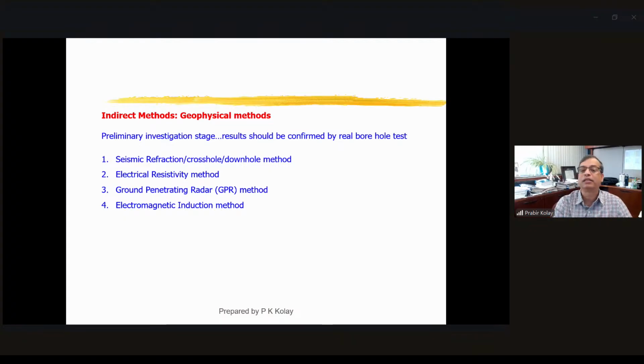There are geophysical methods. Obviously, these are indirect methods. One is the seismic refraction method, cross-hole, or it can be a downhole method. Then there are electrical resistivity methods, GPR (ground penetrating radar), or the electromagnetic induction method. Most of it is seismic refraction.